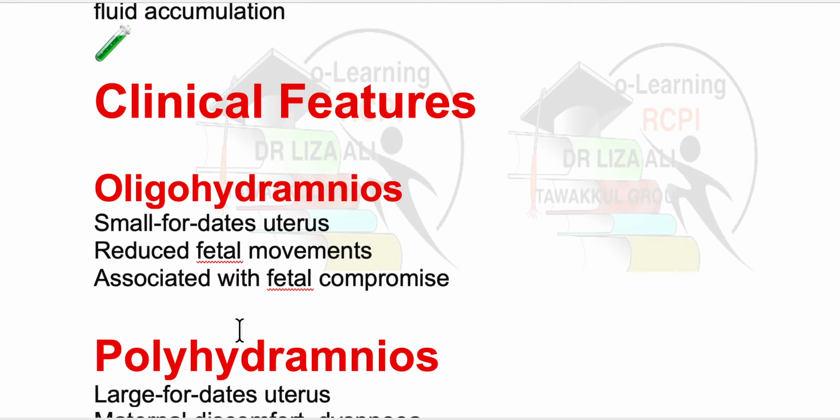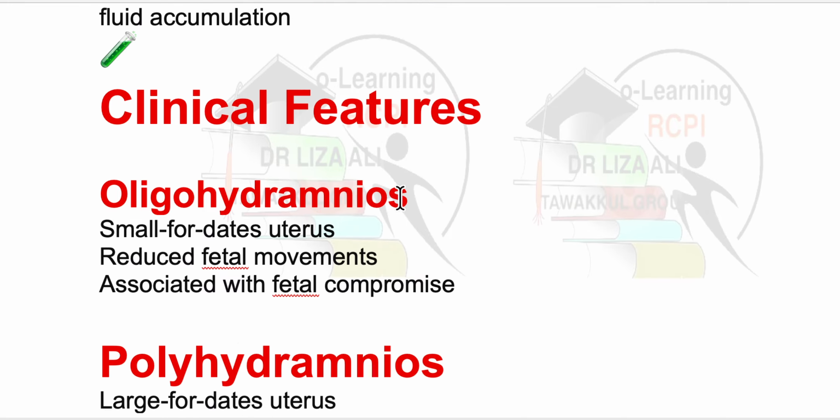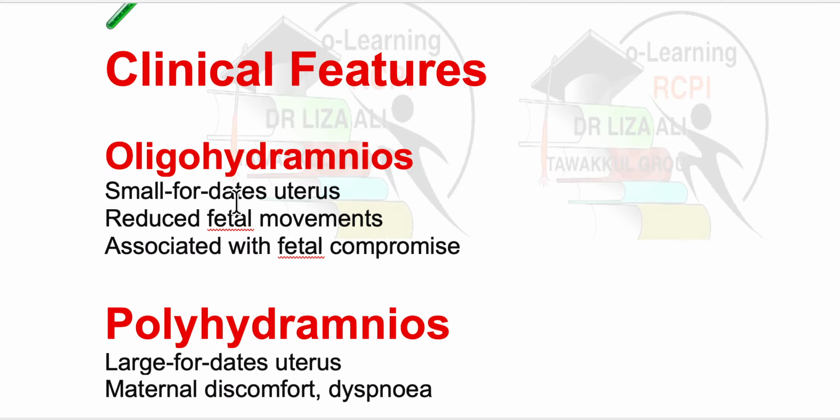What features are we going to get? If it is oligohydramnios, the baby will be small for dates, with reduced fetal movement, and associated with fetal compromise. We have to understand that. If there is less fluid, it is like someone who wants to swim but cannot in very little water. So this is the thing we have to remember.